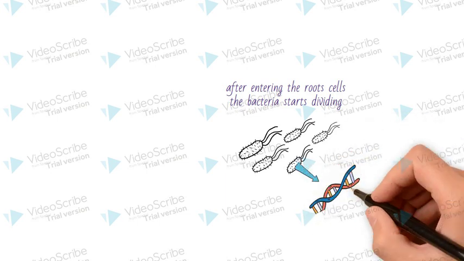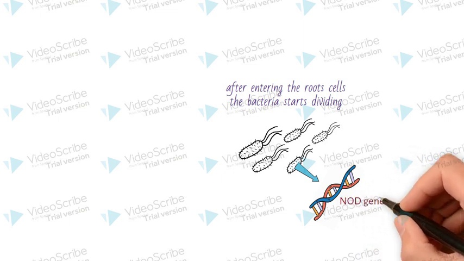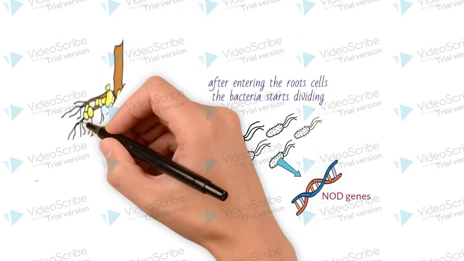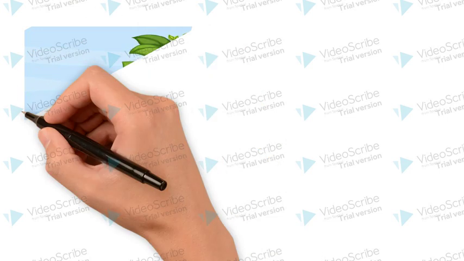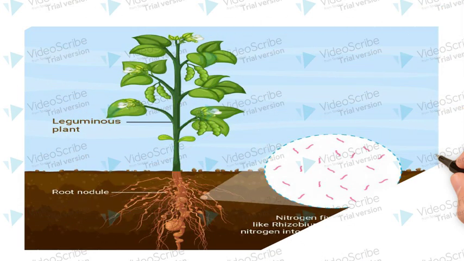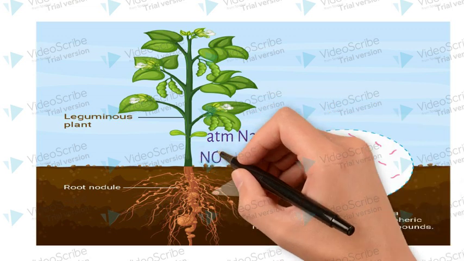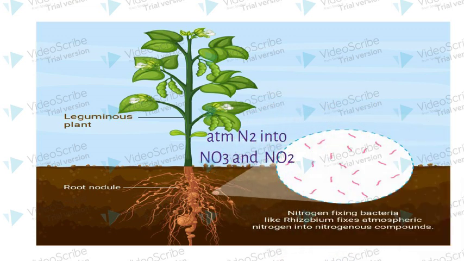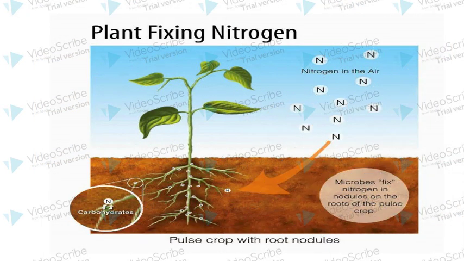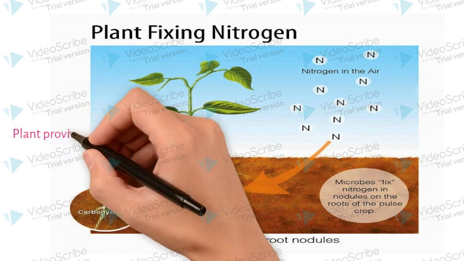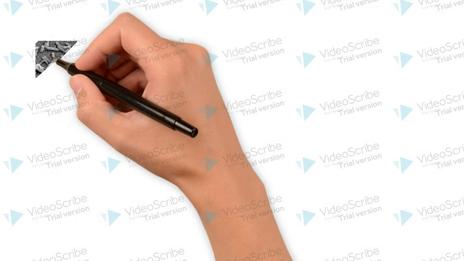It is because of a special gene present in bacteria, that is the NOD gene, which helps in the proliferation of bacterial cells inside the root tissue, ultimately forming root nodules. In the root nodules, the bacteria fix the atmospheric nitrogen, converting it into nitrate and nitrite. Also, the plants in turn help the bacteria by providing the food and shelter.